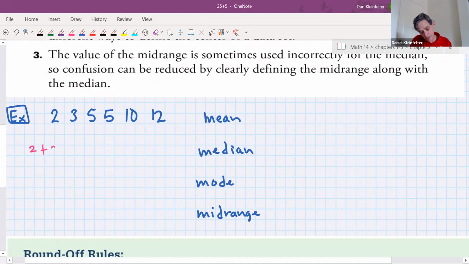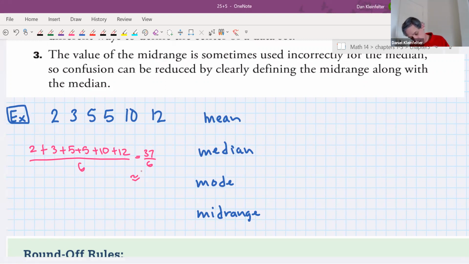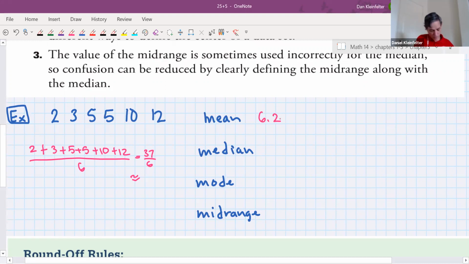So that would be 2 plus 3 plus 5 plus 5 plus 10 plus 12. So that's 20, 32, 34, 37 divided by 6. And then I can give you a decimal for that. Looks like 6.2 just about. Okay. And then the median is easy to calculate here. The data values are sorted. And so the middle value is halfway between 5 and 5, which is 5, right?